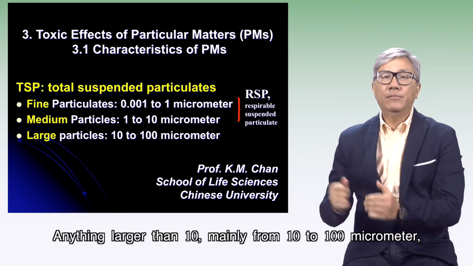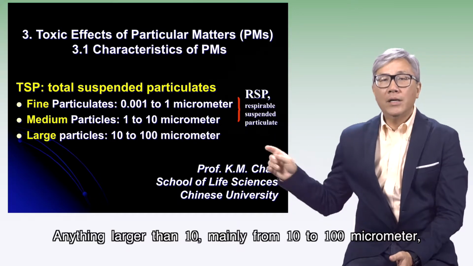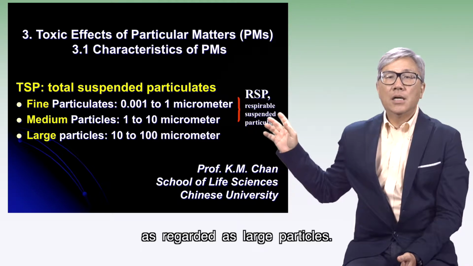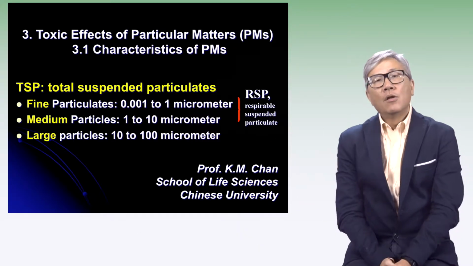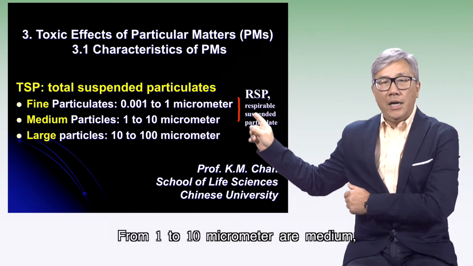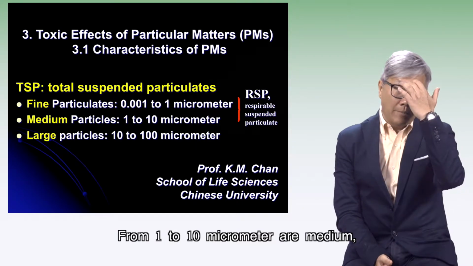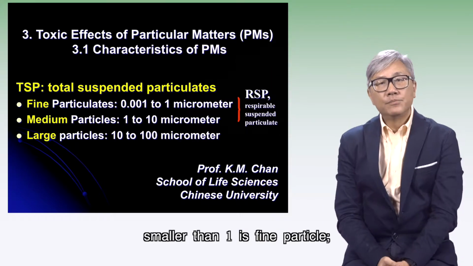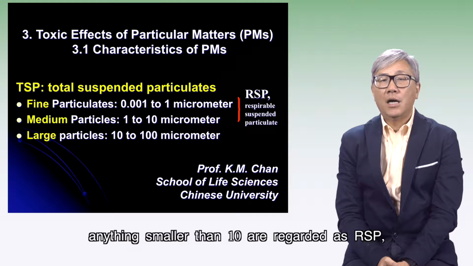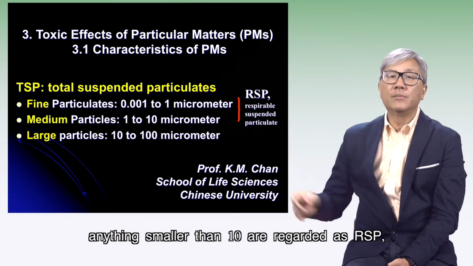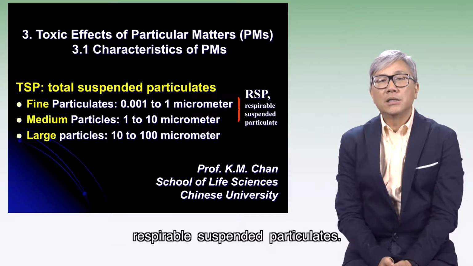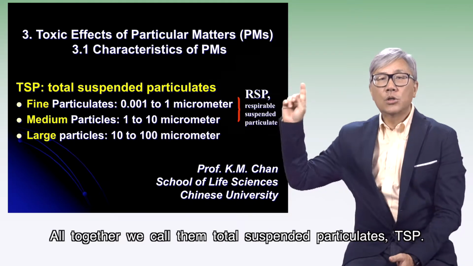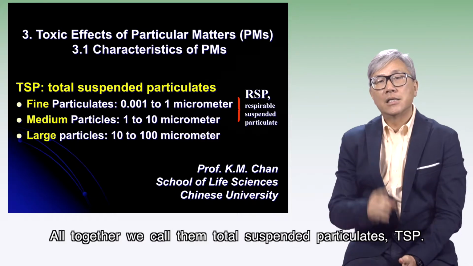Anything larger than 10, mainly from 10 to 100 micrometers or microns, is regarded as large particles. From 1 to 10 micrometers are medium. Smaller than 1 is fine particle. Anything smaller than 10 is regarded as RSP, respirable suspended particulates. Altogether, we call them total suspended particulates, TSP.